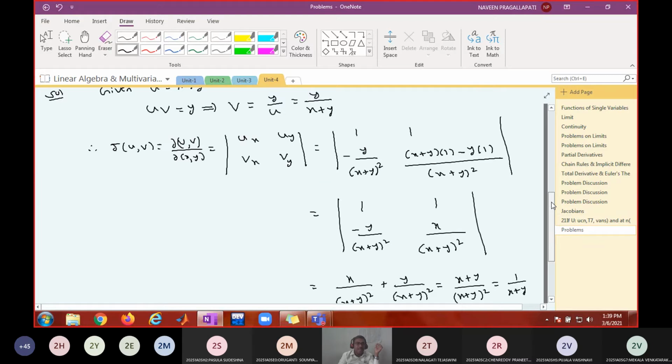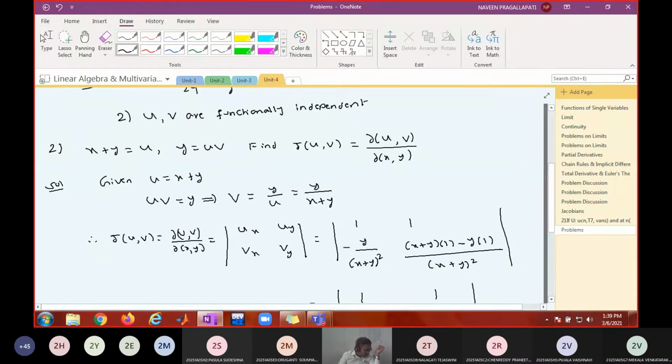Okay, for the same problem, x plus y equal to u and v equal to xy.